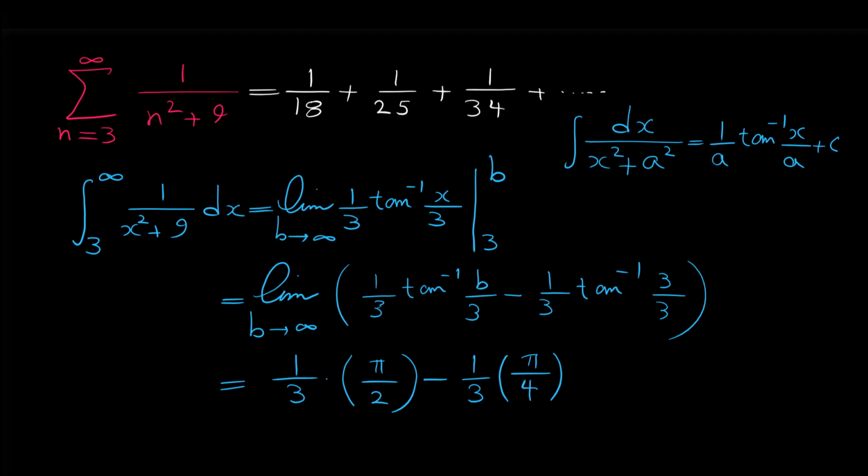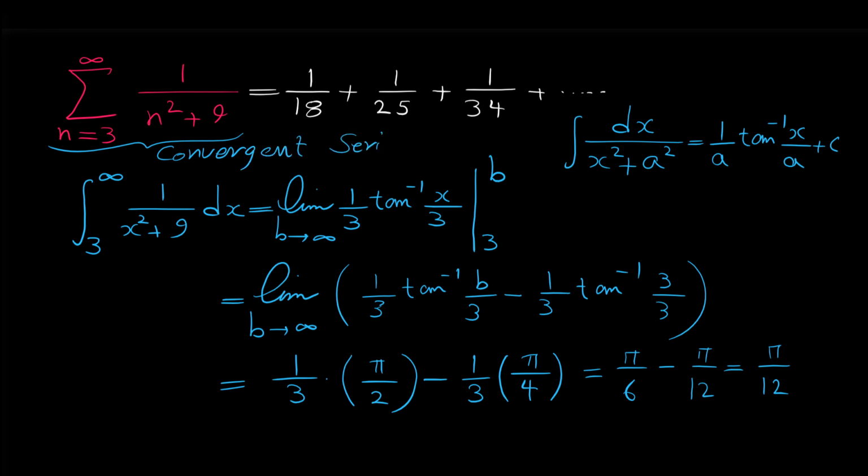Pi over 2 times 1/3 is pi over 6. And pi over 4 times 1/3 is pi over 12. If you do a simple calculation here, this equals pi over 12. Because the integral is convergent based on the integral test, the series is also convergent. So this given series is a convergent series. But note that we don't know to what value this series converges. We only know that it is convergent.